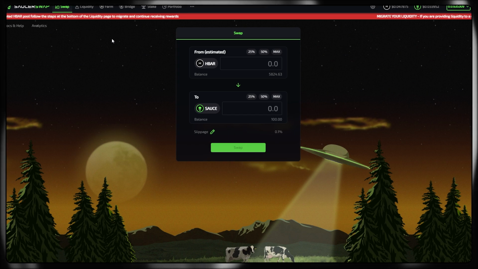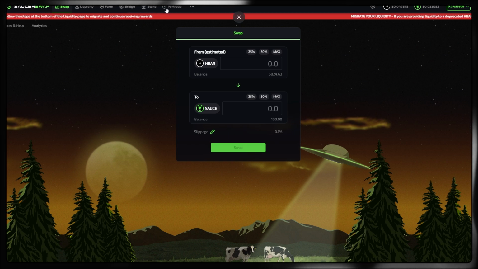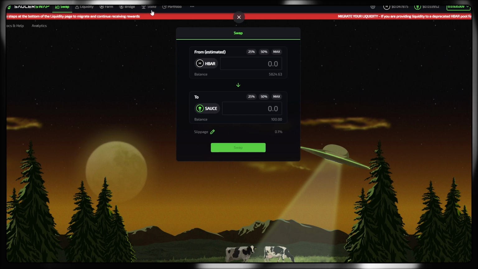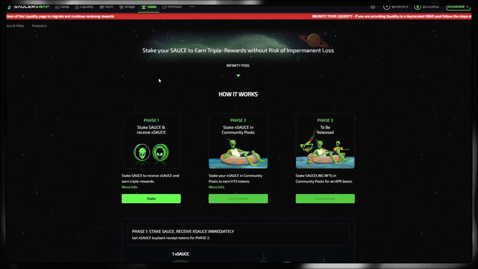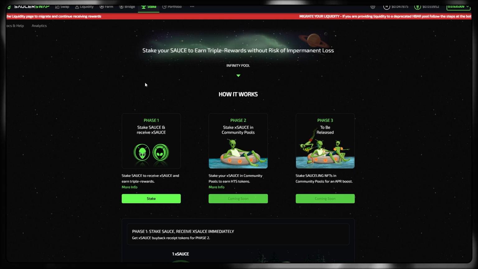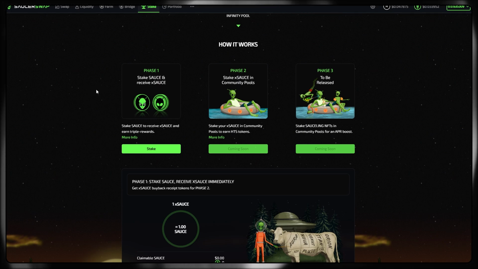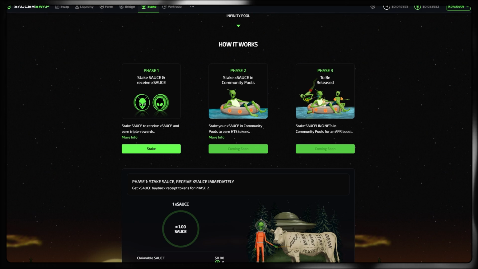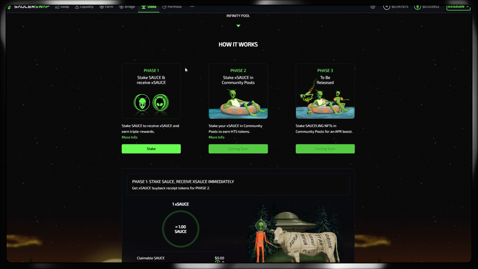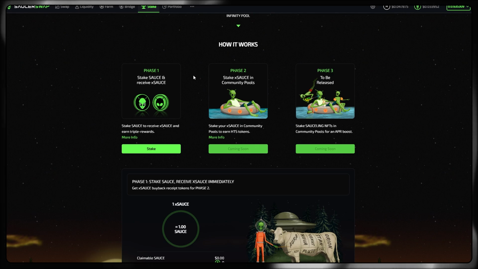Over on SaucerSwap.finance, you will now notice that the stake tab, just to the left of the portfolio tab, is no longer grayed out, and you can actually click on it. If I click on the stake tab, you are greeted by this particular screen. Stake your SAUCE to earn triple rewards without the risk of impermanent loss in the Infinity Pool. How it works: phase one, stake SAUCE and receive your XSAUCE. So stake SAUCE to receive those tokens and earn triple rewards. In phase two, you can then stake those XSAUCE tokens further in community pools to earn HTS tokens. So this is another part of the single-sided staking, which is going to be an awesome feature.